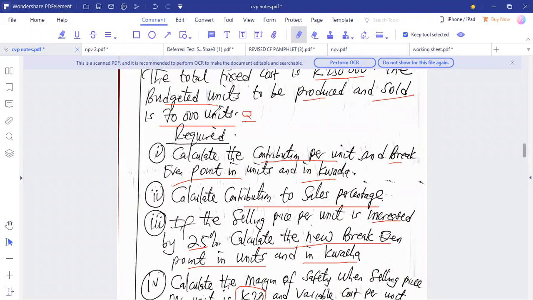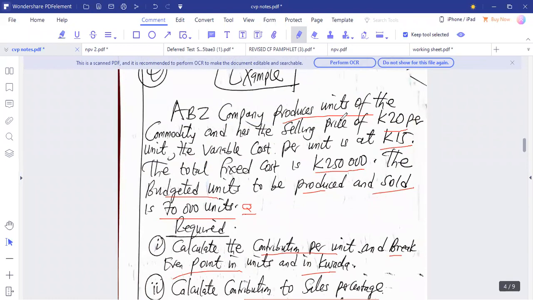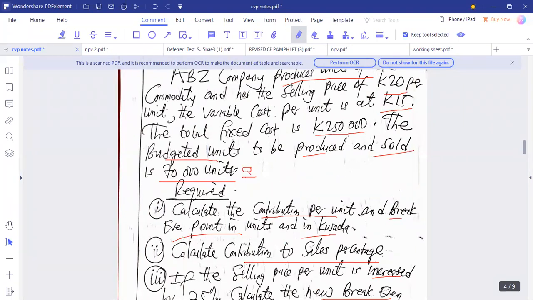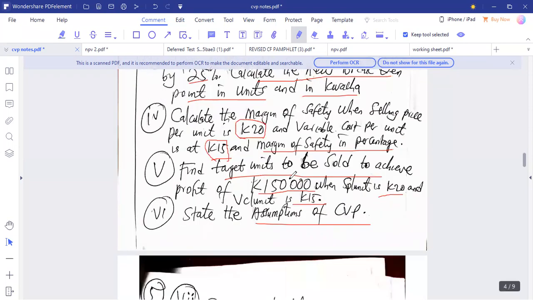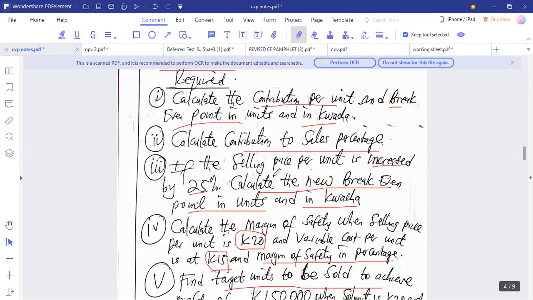The 70,000 from the question is the budgeted units to be produced and sold that the ABZ company budgeted. Meaning every time, the units budgeted should be more than the BEP. Always, in every other question paper, you'll find that the budgeted units should be more than the break-even point that you found. If it is less than that, then you just know that there's a problem in your computation, please.